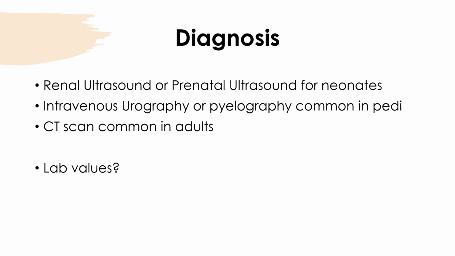Labs, what would we do for labs? Probably definitely want to get a CBC, right, and see if that white blood cell count is elevated. We want to see how our kidney levels are doing, so our BUN and creatinine. So we would want to get those levels. We could have elevated potassium levels just due to acute kidney injury. And we could do a UA that may show increased white blood cells or even red blood cells due to inflammation.